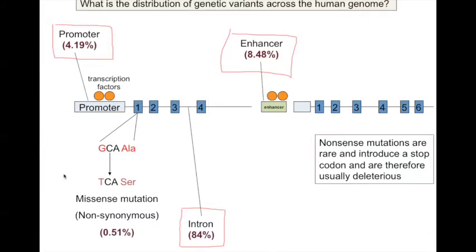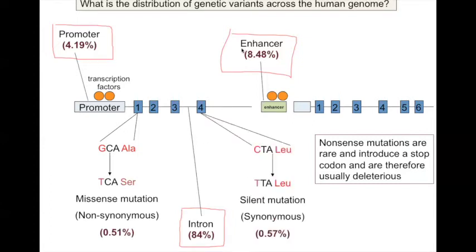We see that missense mutations, an alanine to a serine, for example, you can see a single base pair change, just the G to the T, about 0.51%, so much lower than promoters and enhancers too. Silent mutations, in which an amino acid stays the same, about 0.57%. So if you look at the relative occurrence of polymorphisms, SNPs, across a gene, introns by far and away have the highest number, followed by enhancers, promoters, and finally the exons themselves.